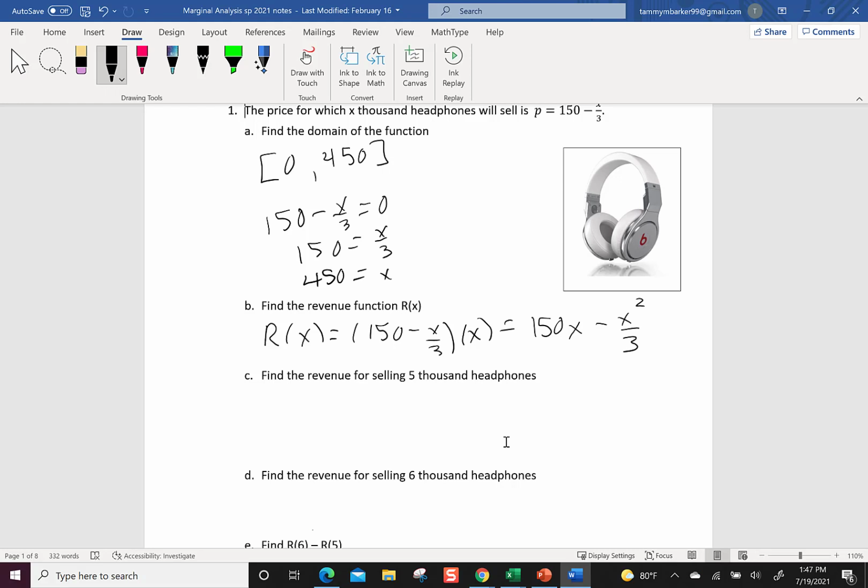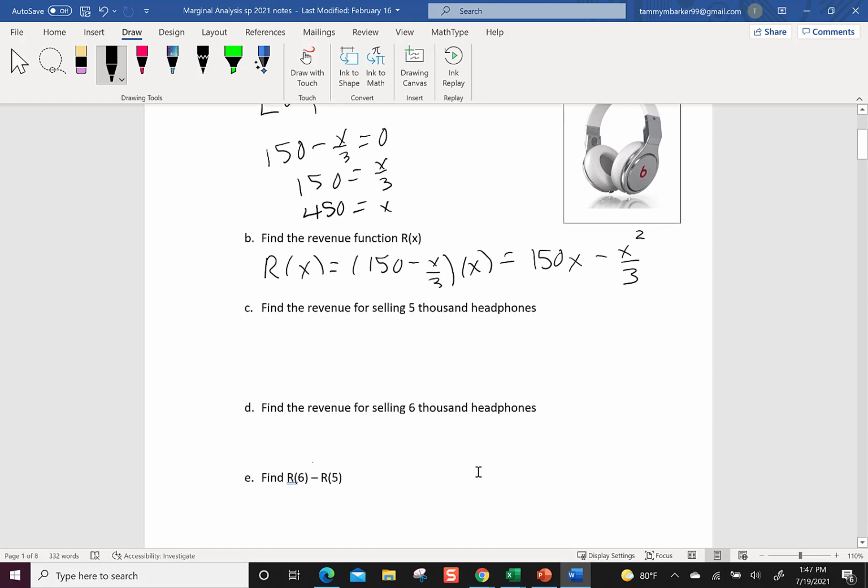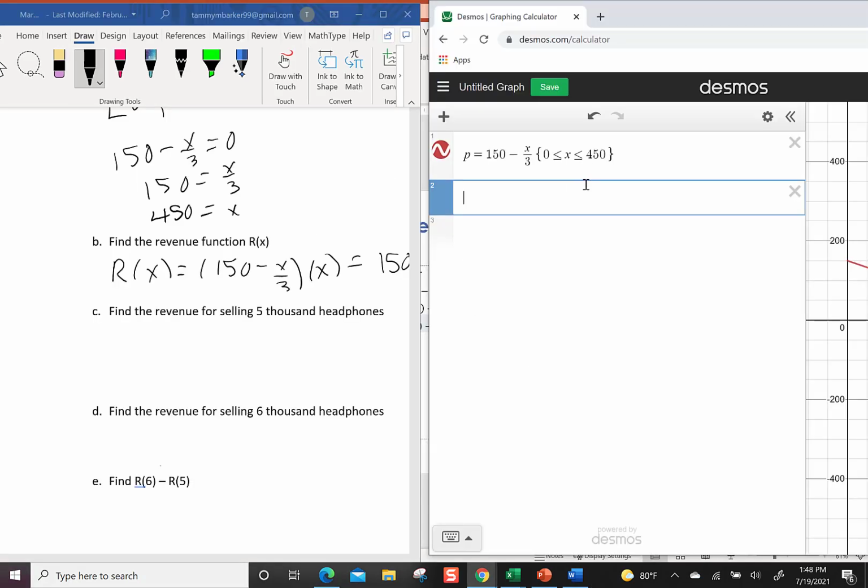Part C says find the revenue for selling 5,000 headphones. Part D says find the revenue for selling 6,000, and then E we're going to find the difference. So we're going to find that marginal revenue of how the revenue increased when we went from 5,000 to 6,000 headphones. Again, let's make this simple. Let's bring in Desmos and let it do the heavy work. So I'm going to write R of x is equal to 150x minus x squared divided by 3.